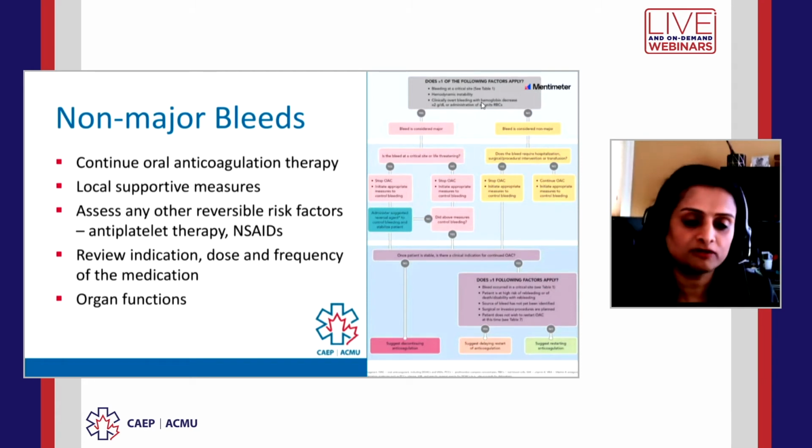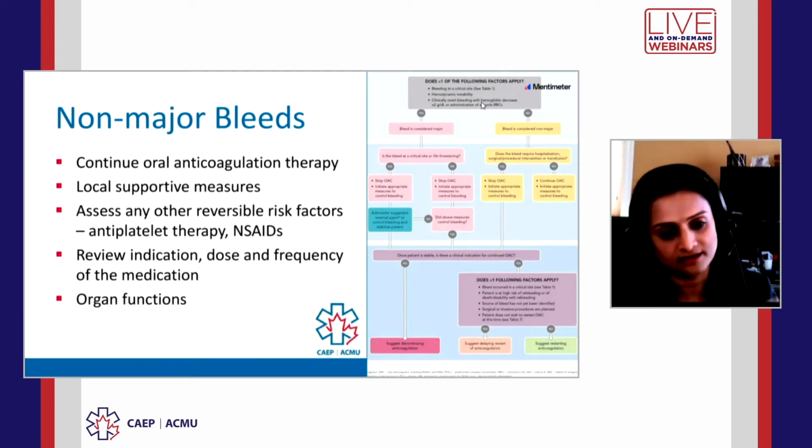And again, always assess, are they on any additional reversible risk factors like antiplatelet therapies? Are they on any NSAIDs? Because these would be important for you to hold if you're going to deal with a non-major bleeding. Always review indication. Do they still need to be on the medication? What about the dose, the frequency, and also it depends upon how good the organ functions are.